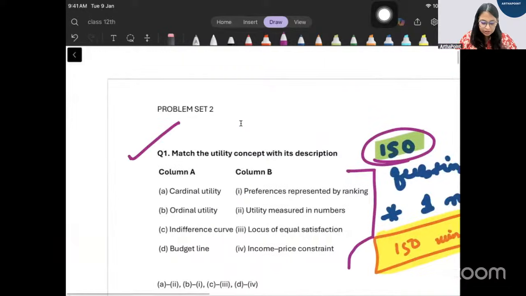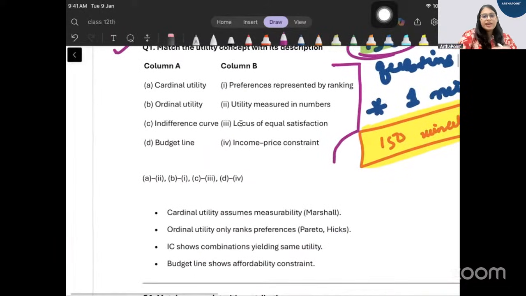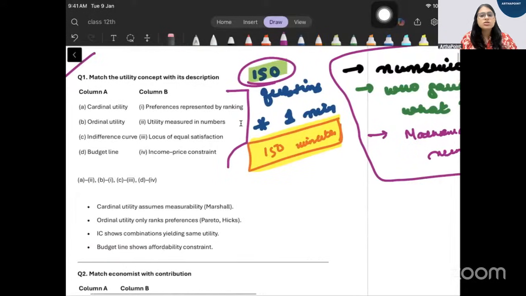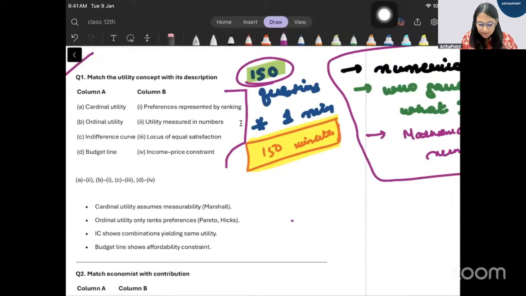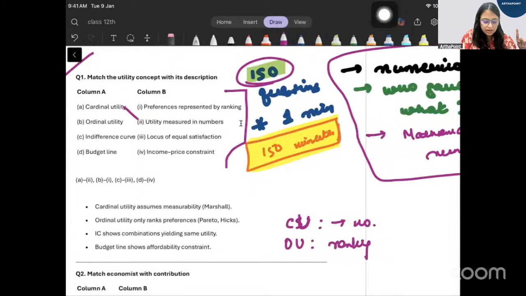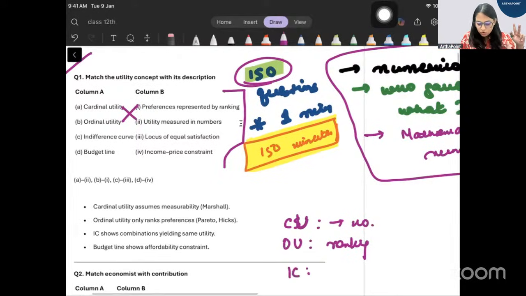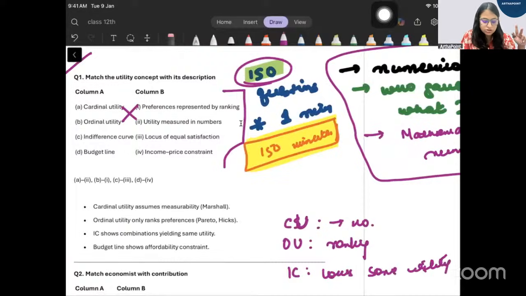Just say, for example, I read this question. In one line, I will summarize this question in my notebook. I will summarize that cardinal utility is anything which is in number. This is my summary. If I were you, I would have written one line and done. So I understand cardinal utility is number. I would have written ordinal utility ranking. This is the speed with which I will make my notes, right? I know indifference curve, okay, it's the locus of same utility. This is how I would have prepared short notes for my revision.